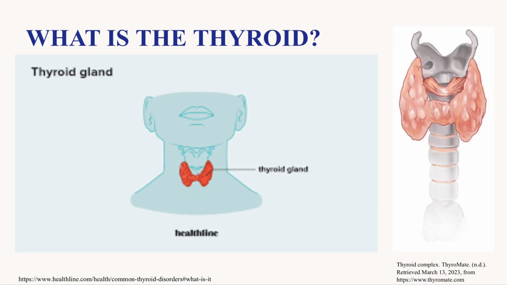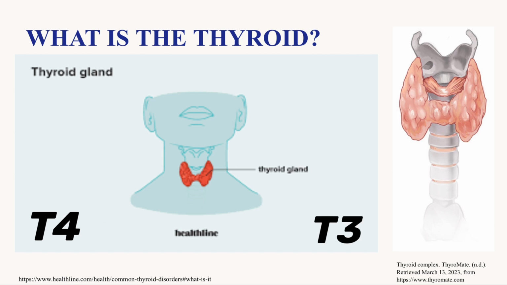This butterfly organ structure that you see in front of you is the thyroid gland. It's known as the master regulator of metabolism, and it's located anterior to the trachea, which is on the anterior aspect of the neck. This gland is such an important part of the body because it really drives the metabolism. So it produces two main hormones, T4, which is thyroxine, and T3, triiodothyronine.